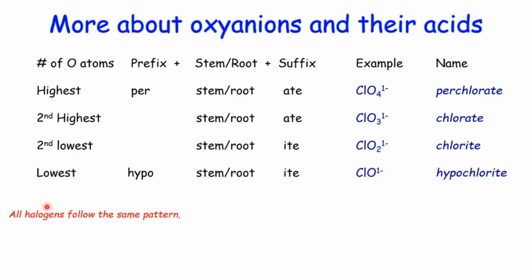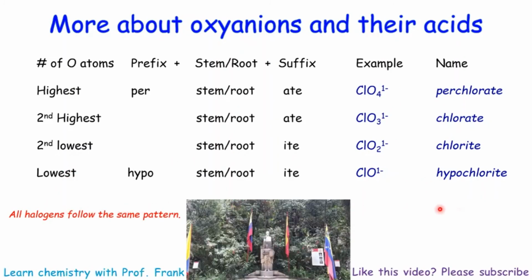And all the halogens should follow the same pattern. It's not just chlorine. You can replace Cl with Br. You can replace Cl with I. And of course, if you replace Cl with Br, this one would change to perbromate. Bromate. Bromite. Hypobromite.